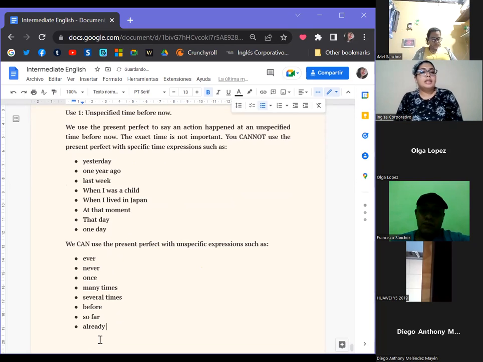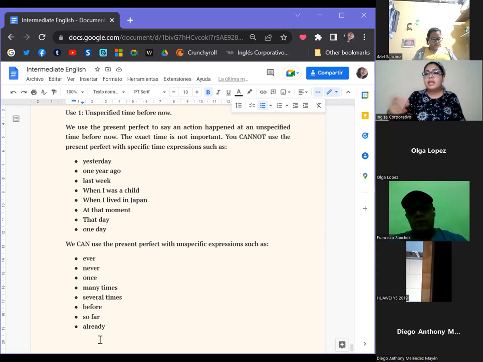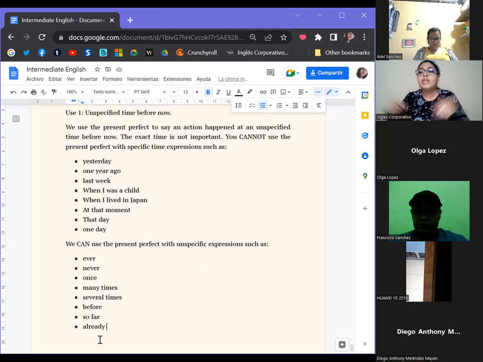Así que para este tiempo no vamos a utilizar expresiones de tiempo, sino que vamos a utilizar estas expresiones que no especifican, ¿verdad? El momento exacto en el que sucedió la acción. Así como never, nunca, sabemos que nunca pasó, no hay una fecha exacta. Many times, muchas veces, pero ¿cuándo? We don't know when. So in that case, we are going to use this kind of expression in which we are not giving more information about the time.